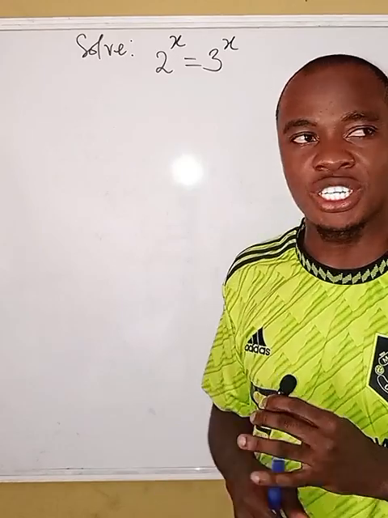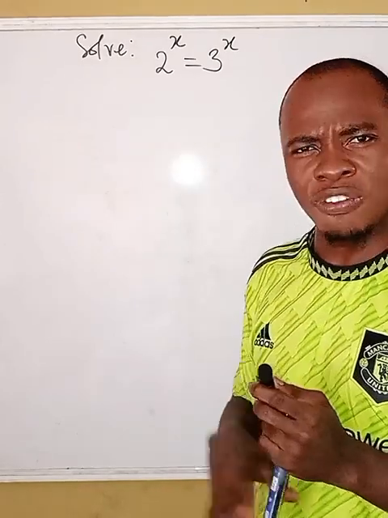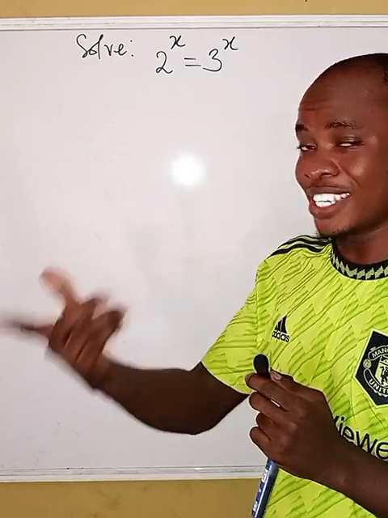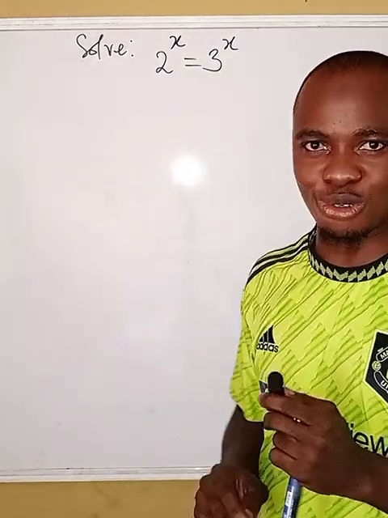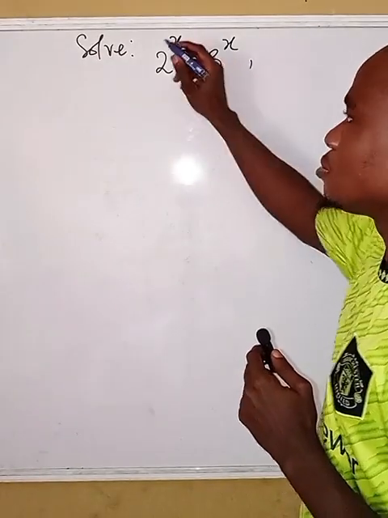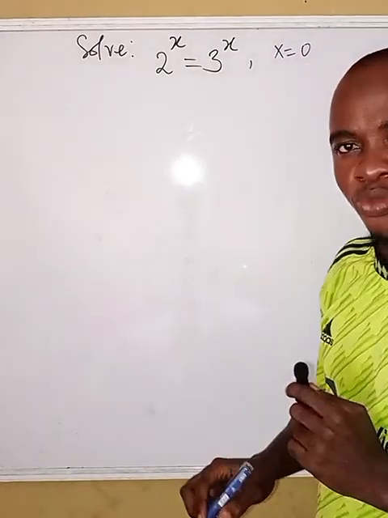This is an exponential equation, and I want us to solve this together. But before solving this, you can see it will not even take us a second to get the solution for the value of x here. Now, the obvious solution is x is equal to 0, right?